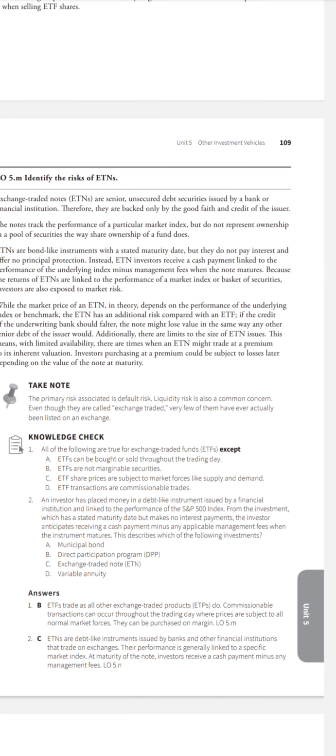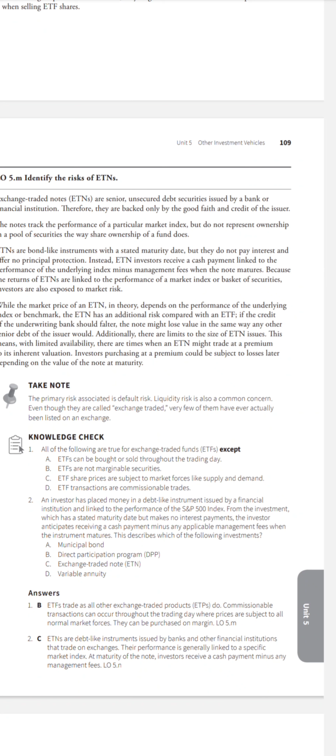And 2. An investor has placed money in a debt-like instrument issued by a financial institution and linked to the performance of the S&P 500 index. From the investment, which has a stated maturity date but makes no interest payments, the investor anticipates receiving a cash payment minus any applicable management fees when the instrument matures. This describes which of the following investments: A. A municipal bond. B. A DPP, direct participation program. C. An ETN, exchange-traded note. Or D. A variable annuity.